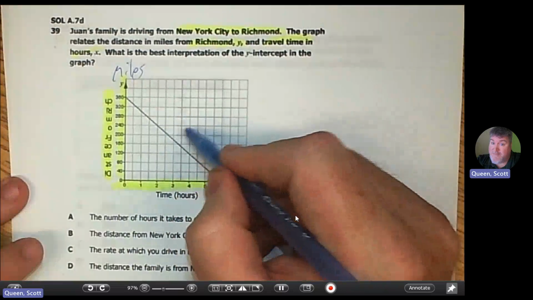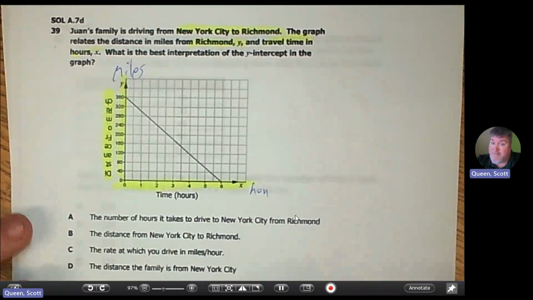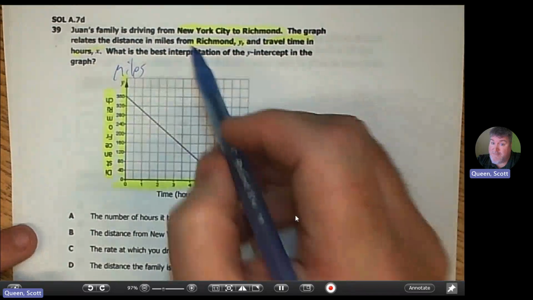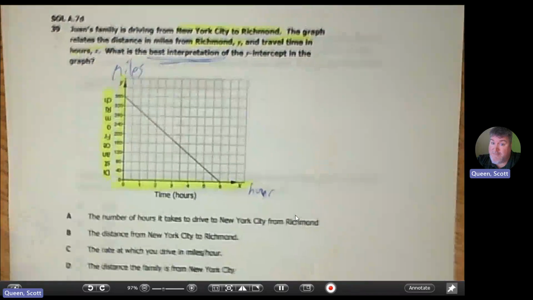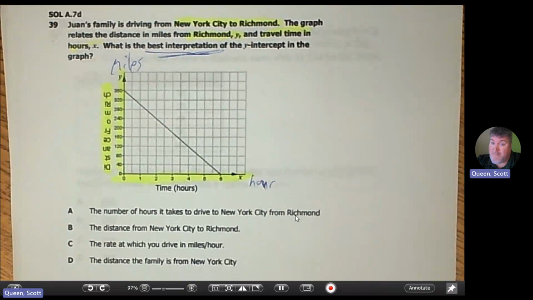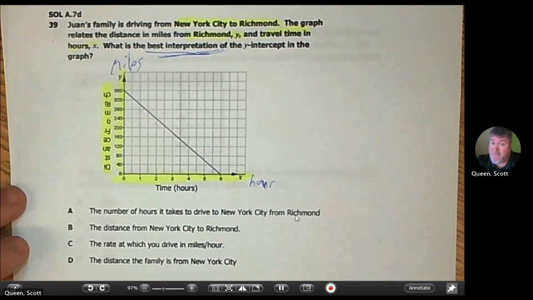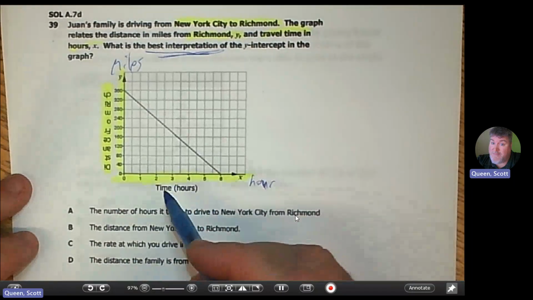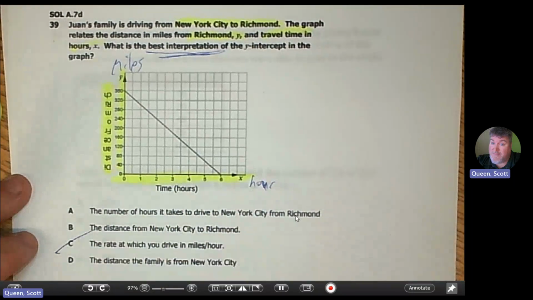Now, if I pick data points up here, that would be miles per hour, but that's not the question. What is the best interpretation? Look at your answers. Okay, so Kennedy, what did you do? Look at our answers. What can I eliminate? All right, what letter is that? C. All right, so C, the rate at which you drive, no, that would be a data point.